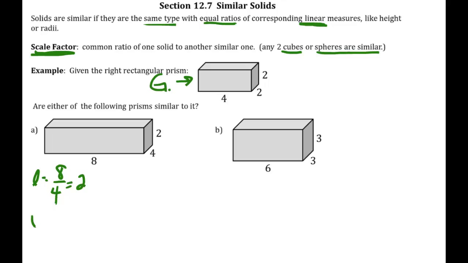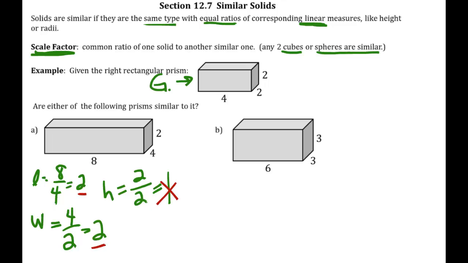Let's compare the width. The width of A is 4, and the width of the given is 2. That's 2 also. Now we want to do the height. The height here is 2, and the height of the given one is also 2. Well, that height ratio comes to 1. And so these are not going to be similar because they're not all the same. These two are the same, but this one isn't. So they are not similar.